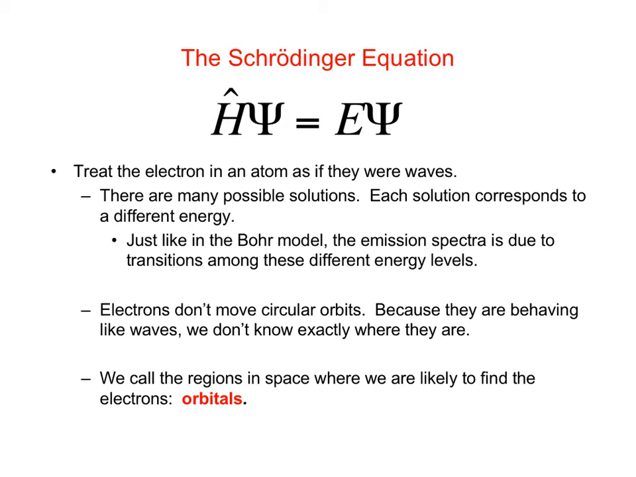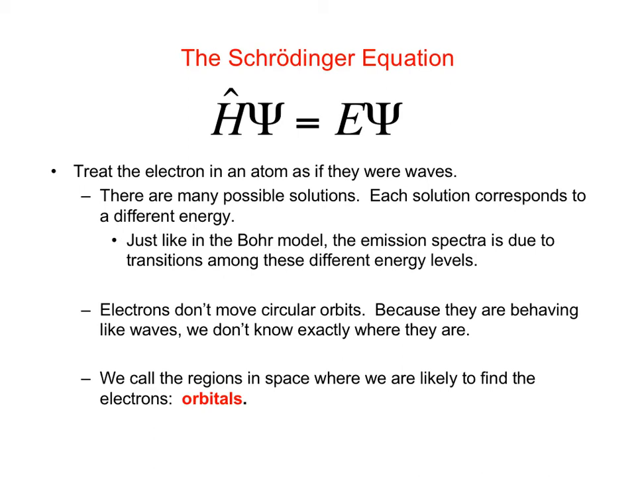Now, a big difference from the Bohr model is that electrons do not move in circular orbits. Because they are behaving like waves, in fact, we can't know exactly where they are. The best we can do is give a probability of where we're most likely to find the electrons in the cloud around the nucleus. And so Bohr's model is sometimes described as the planetary model. So he called the paths of the electrons orbits.